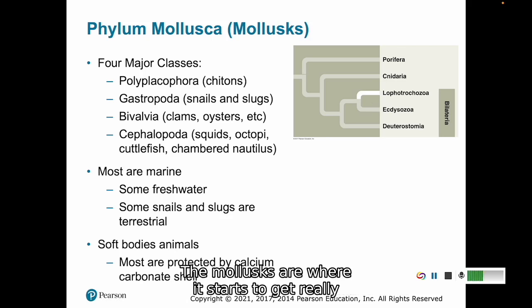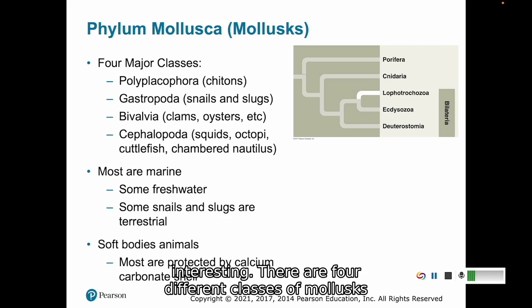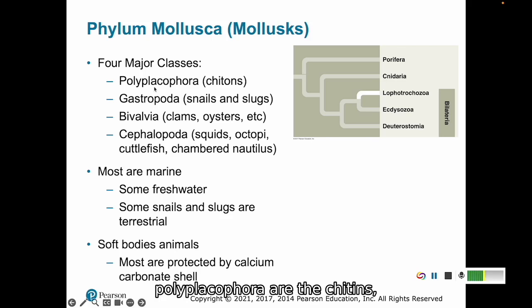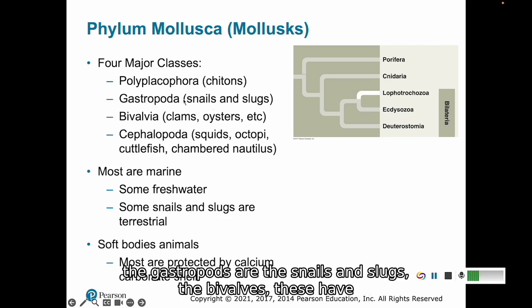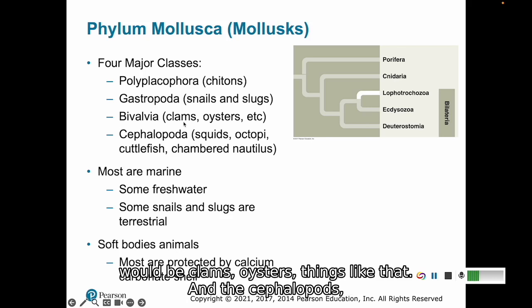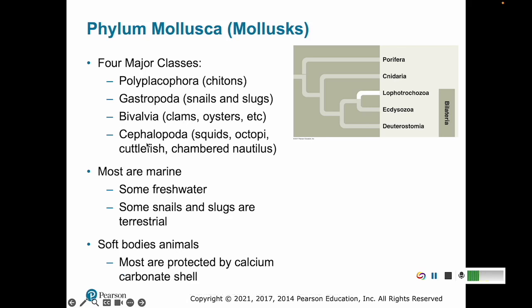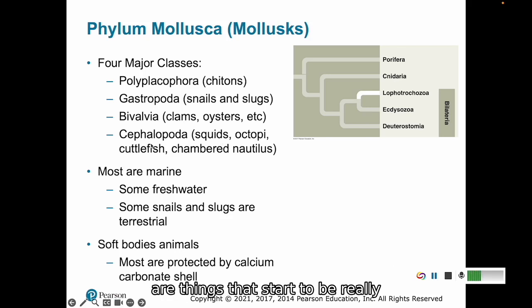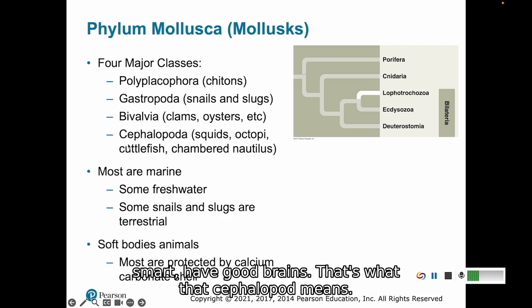The mollusks are where it starts to get really interesting. There are 4 different classes of mollusks, and I do want you to be able to list these 4 and give me examples of these 4. So the polyplacophora are the chitons. The gastropods are the snails and slugs. The bivalves, these have 2 shells, that bivalve would be clams, oysters, things like that. And the cephalopods are squids, octopi, cuttlefish, and chambered nautilus. So these are things that start to be really smart, have good brains. That's what that cephalopod means.